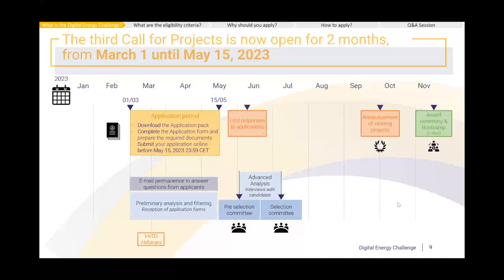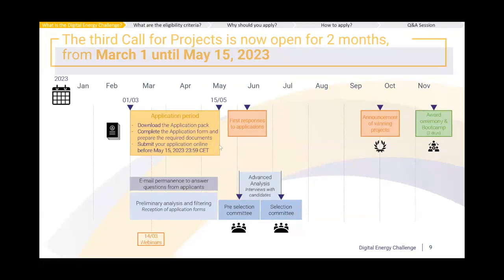And then you will have to submit your application online on the website of AFD. You will find a little button where you can submit your application, and you can download these application documents in a form. In the meantime, we will also have an email permanence to answer questions from applicants through an email address that we will give you at the end of the presentation. And we are doing the challenge team preliminary analysis of the first applications that we received during this period.